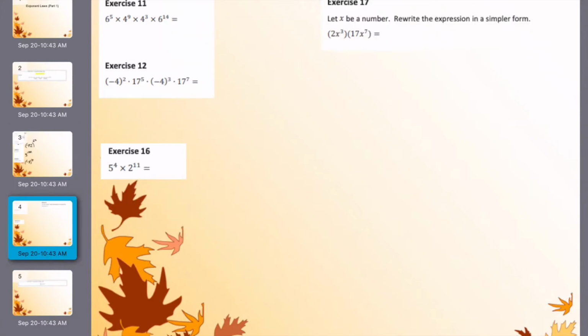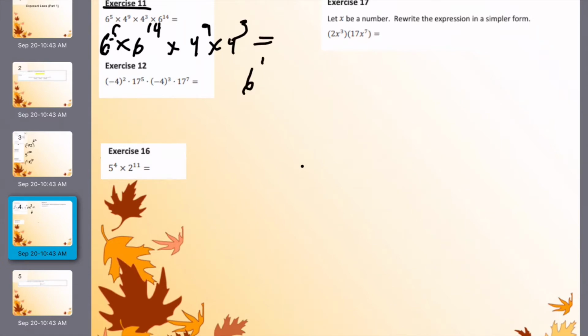So now I have a couple different things being put forward. I'm starting up here at exercise 11. I have 6 to the 5th times 4 to the 9th times 4 to the 3rd times 6 to the 14th. What I'm going to do is rearrange things so that I can have my same numbers together. So I'm going to have 6 to the 5th times 6 to the 14th, times 4 to the 9th times 4 to the 3rd. So when I break this all down, I'm going to have 6 to the 19th times 4 to the 12th.